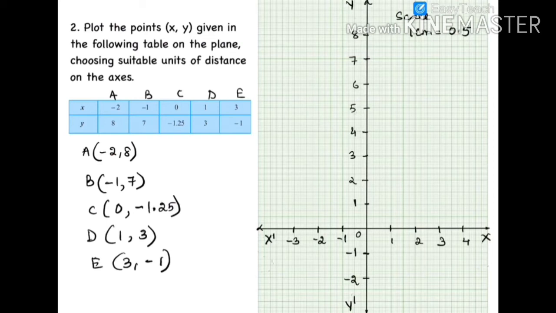So let's start with the first point A. Its x coordinate is -2 and y coordinate is 8. So from the origin we will move 2 units along the negative x-axis and 8 units along the positive y-axis, and we reach here. So this point will be A.